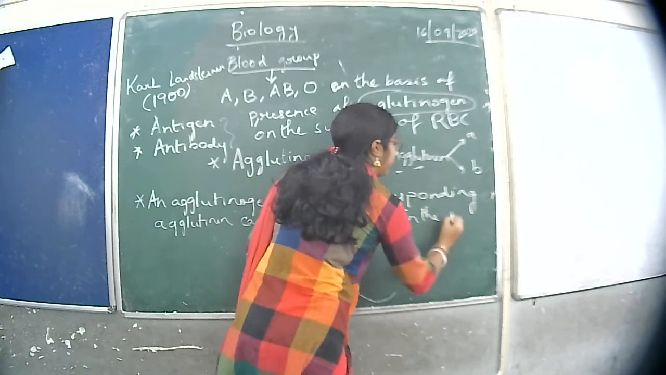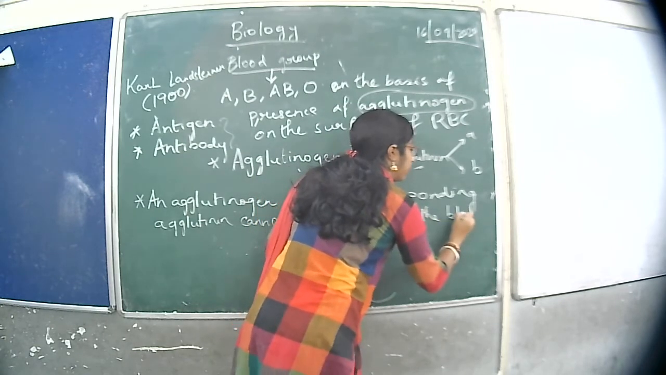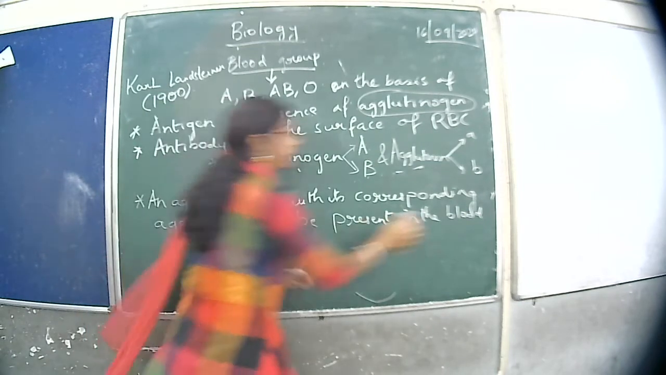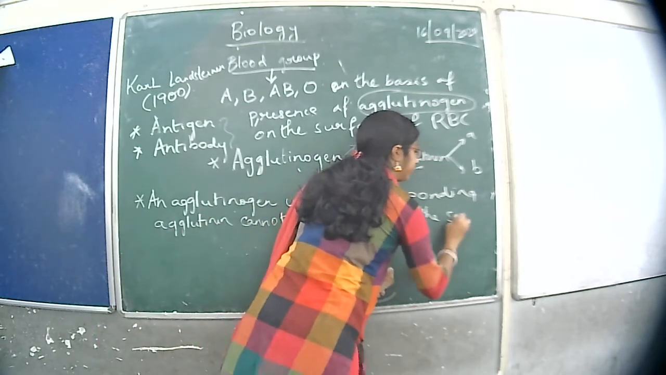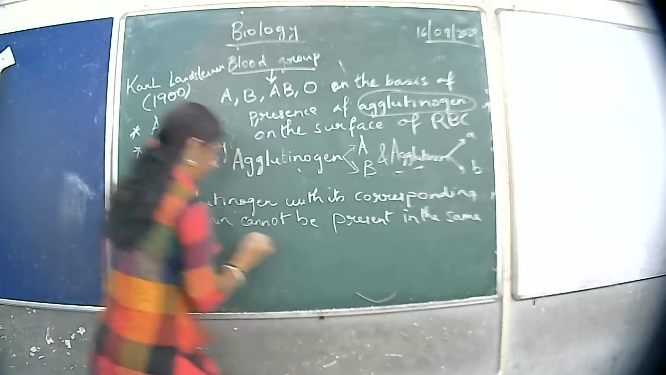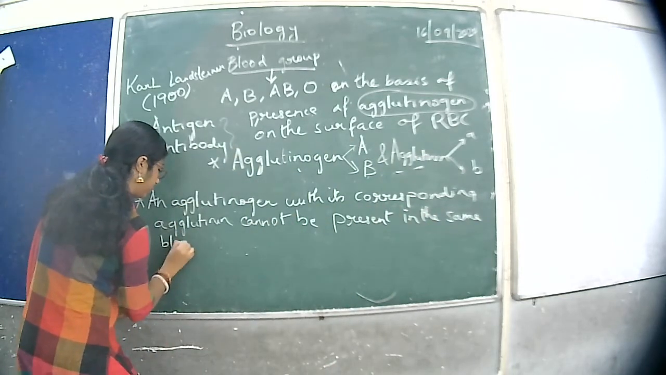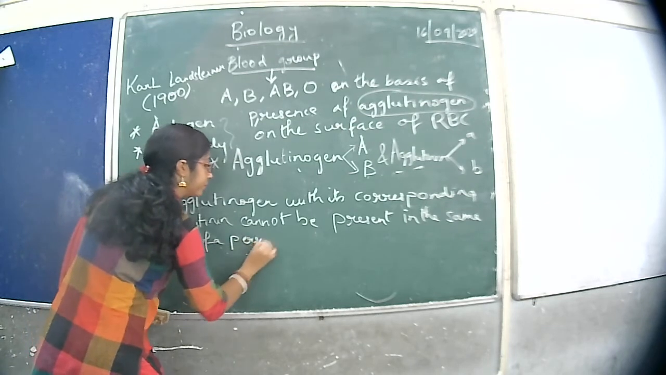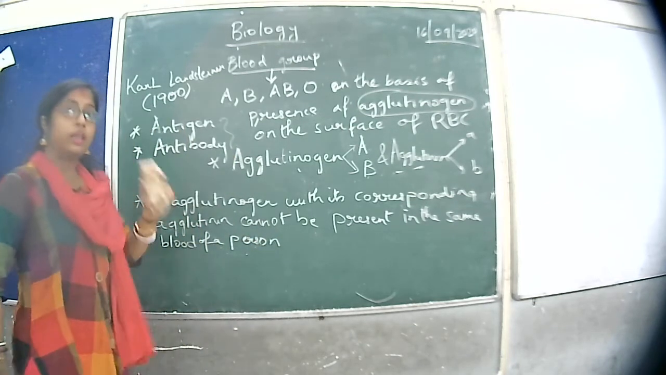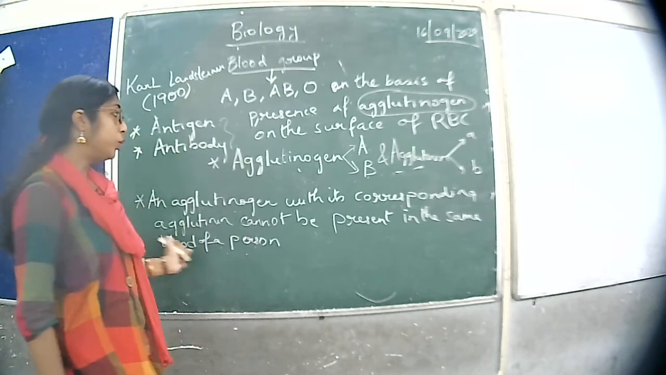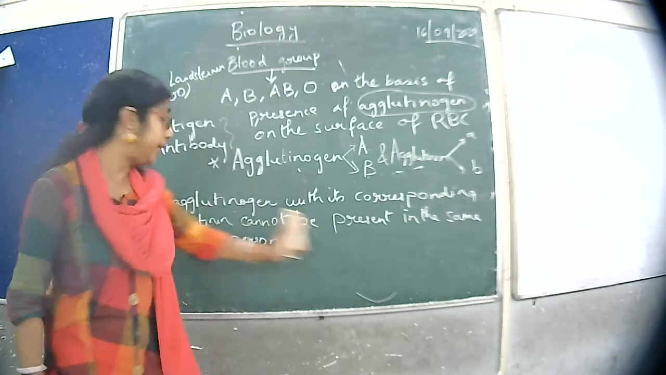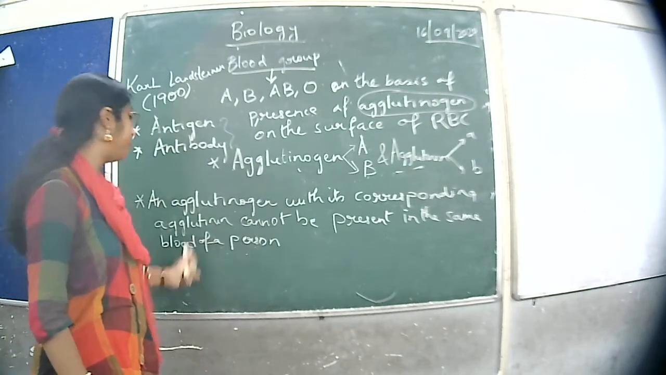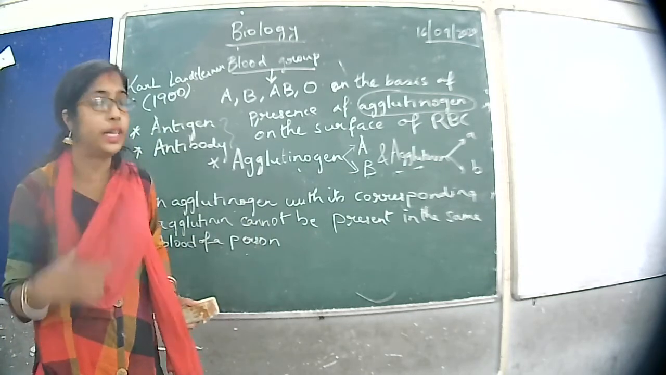in the blood, or rather in the same blood of a person. Listen to me carefully. Agglutinogen with its corresponding agglutinin cannot be present in the same blood of a person. What does that mean?